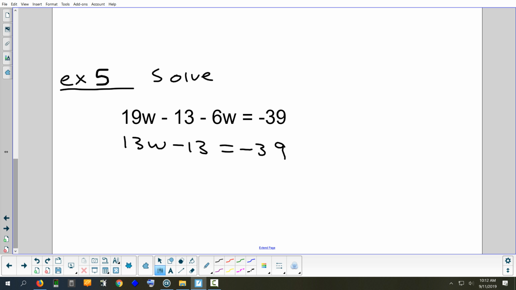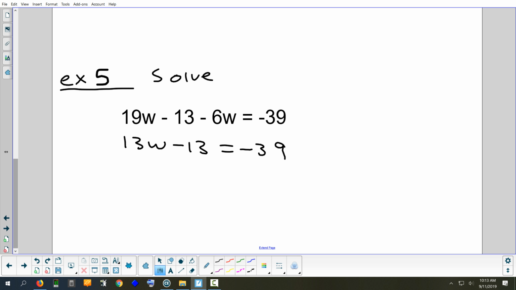Just as a reminder, when you combine like terms, you are not doing the opposite operation. It's just like me saying 6 plus 2. Just do 6 plus 2. Don't do the opposite. Now, in the next step, we're going to start moving stuff from side to side.